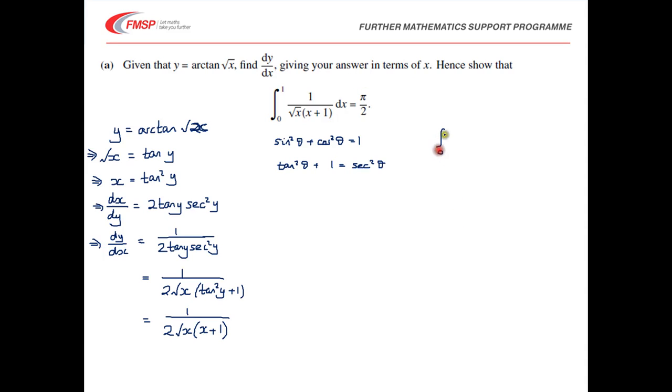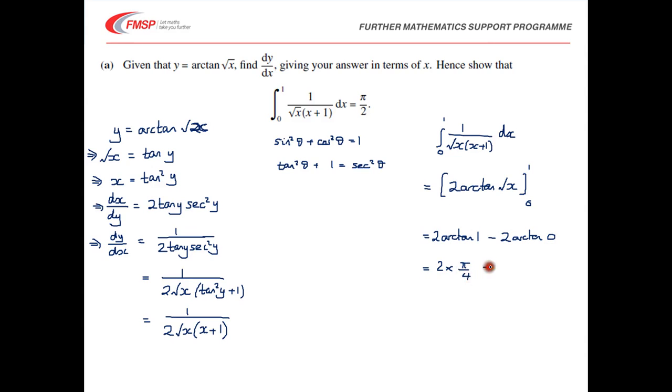Now I need to do the integral from 0 to 1 of 1 over root x, x plus 1. Well, that's exactly double what I ended up with as my derivative, so I need double what I started with, so that must be 2 arctan root x from 0 to 1. So 2 arctan 1 minus 2 arctan 0. Arctan of 1 is pi over 4, arctan of 0 is 0, and that gives me pi over 2, which was the given answer.